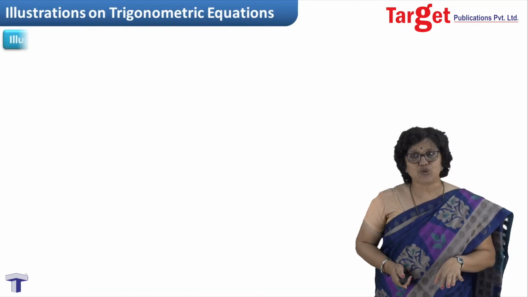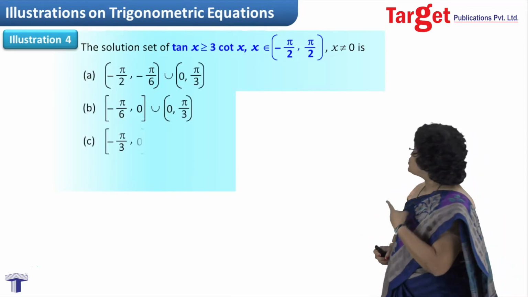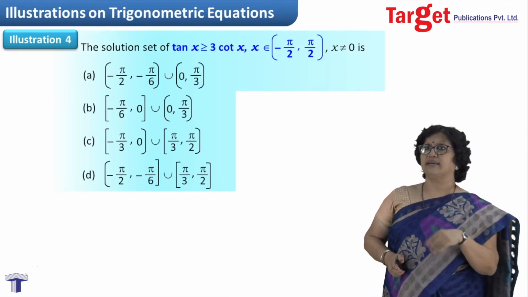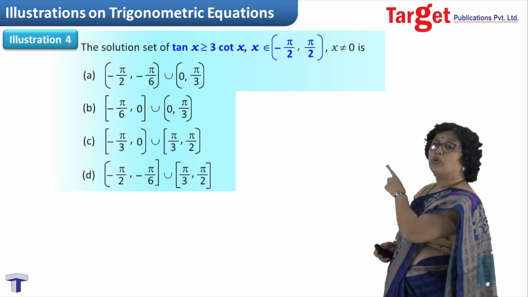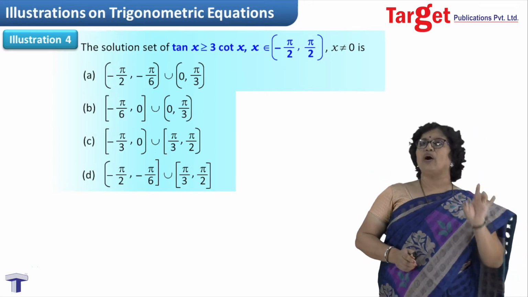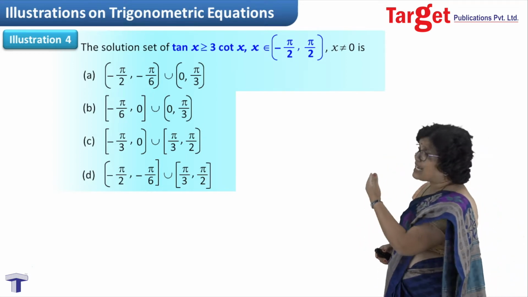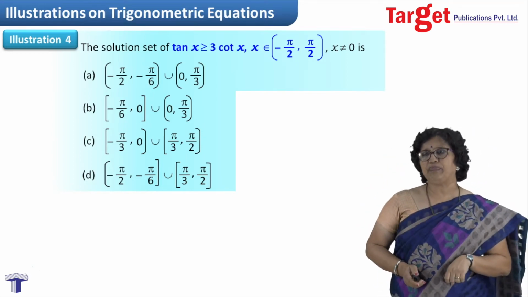Now I move to the next one, and the next one is the solution set of, and I have taken a trigonometric inequation only for practice. Tan x greater or equal to 3 cot x. An interval for x is given as minus pi by 2 to pi by 2. And the solution sets, 4 options, are written there.